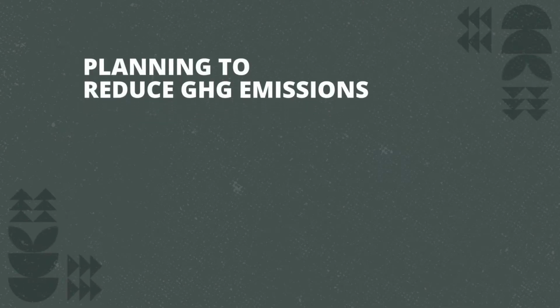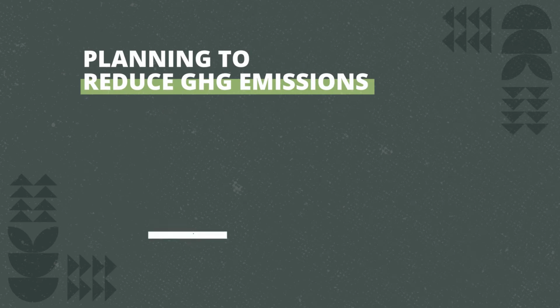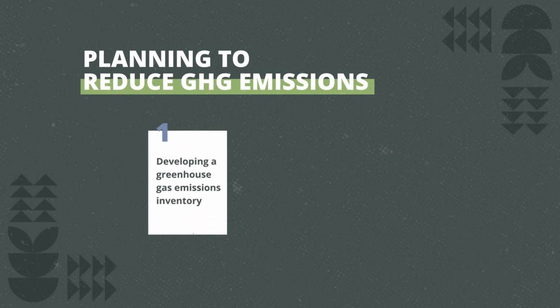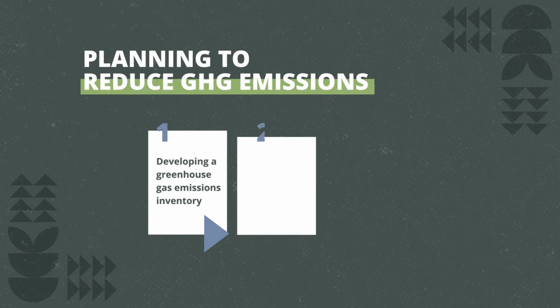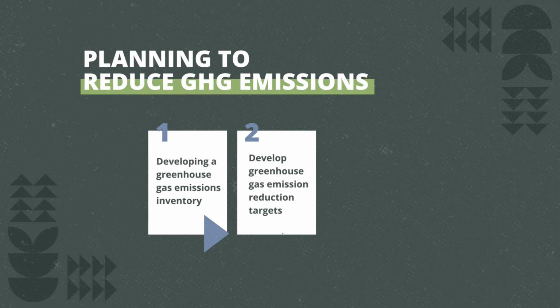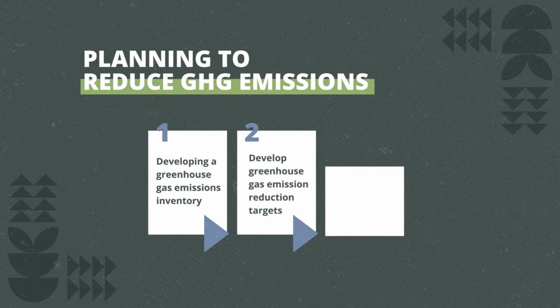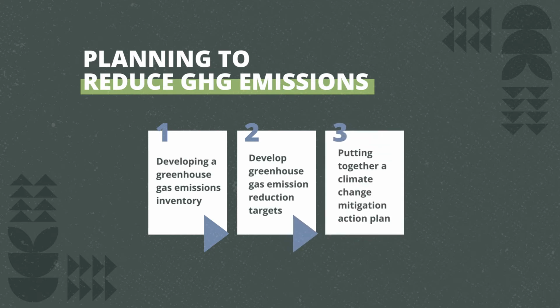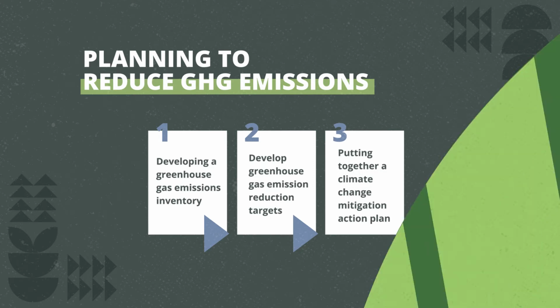The following are steps that municipalities typically follow when they are planning to reduce GHG emissions. Step 1 is developing a greenhouse gas emissions inventory. Step 2 is using the greenhouse gas emissions inventory to develop greenhouse gas emission reduction targets. Step 3 is putting together a climate change mitigation action plan.